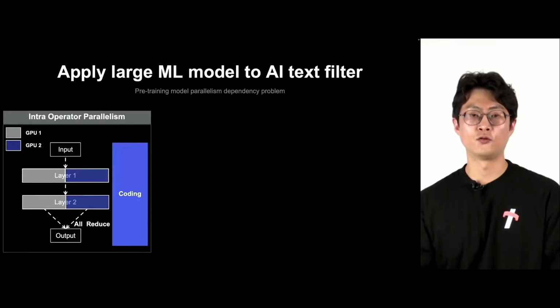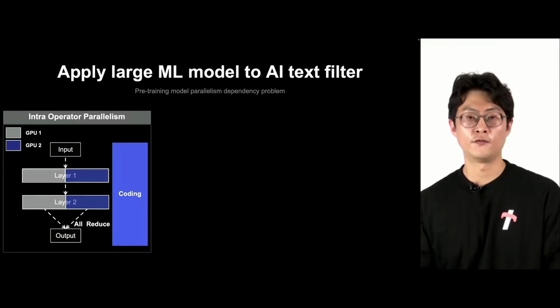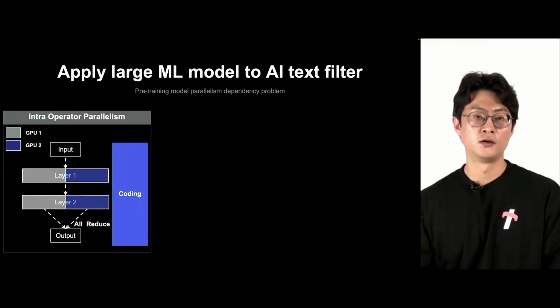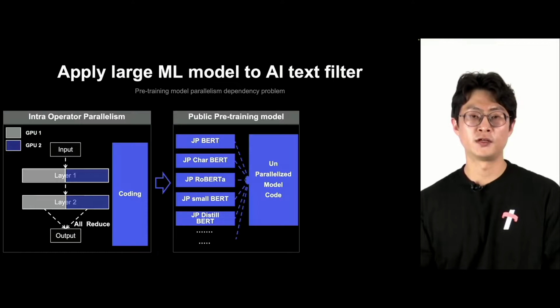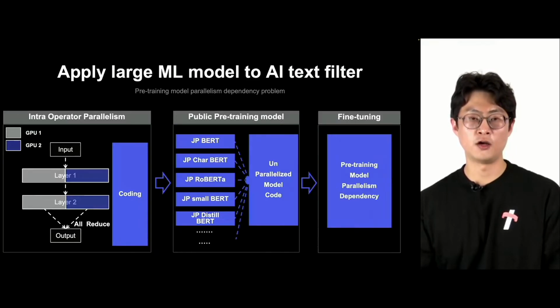And moving on to the third issue, if the pre-training model code is not parallelized at the fine-tuning stage, there becomes a dependency issue where you cannot use parallelism. On the left-hand side, you can see the inter-operator parallelism. In this case, the model coding has to be done separately for parallelism. But generally, in the public pre-training models that we use, the parallelism code is not implemented. So at the fine-tuning stage, you cannot apply parallelism, and thus the dependency issue arises.